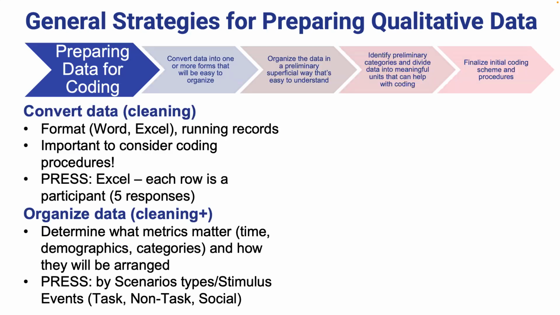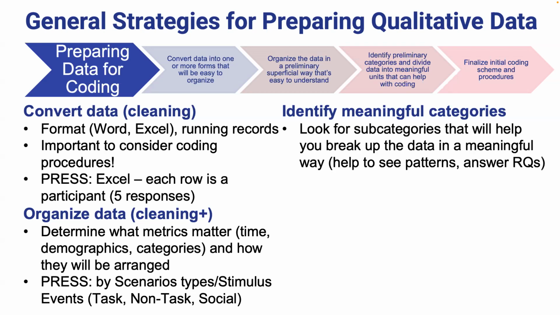So sorry about that. The next step is to identify preliminary categories and divide data into meaningful units that can help with coding. Ignore that, that's supposed to pop up later. Identify meaningful categories. You want to look for subcategories that will help you break up the data in a meaningful way. This is to help you see patterns and answer research questions. Depending on how complex your data is, the categories might already be there, and it depends on how many times you do this.